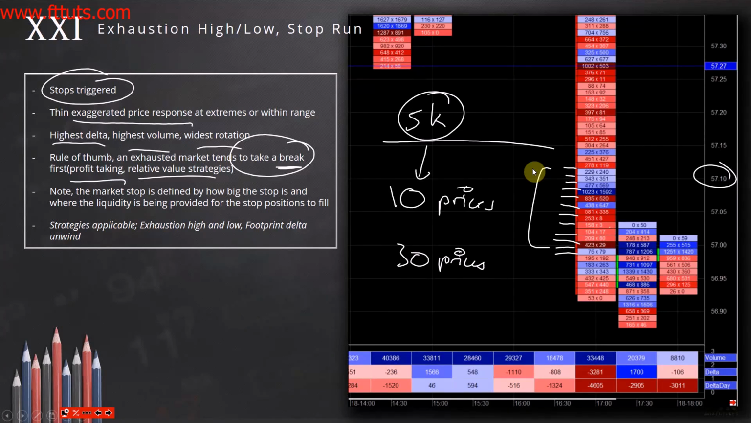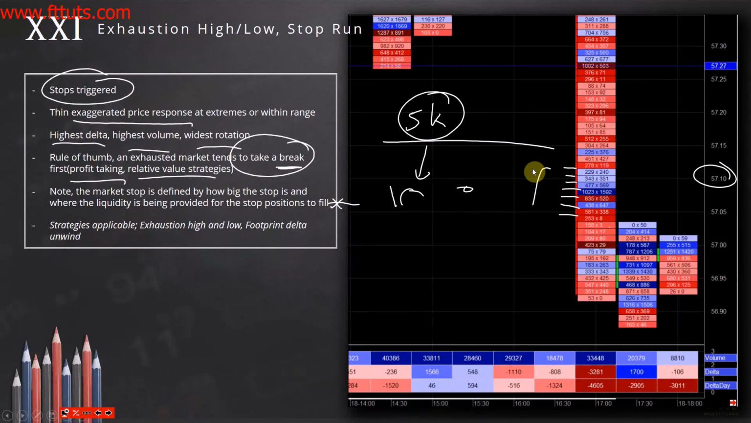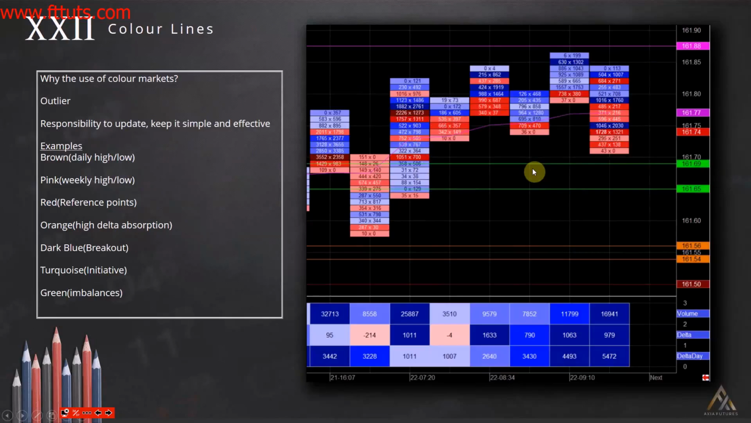As you'll see in the strategy session, I'm going to show you how to identify this trade strategy and make money from it. But just bear in mind, the reason you don't try and catch a falling knife is because you don't know where that knife will ultimately stop. That's the key crux of what I'm trying to explain there. Note, we will talk a lot about this in the exhaustion high or low strategy, as well as the footprint delta unwind strategy.